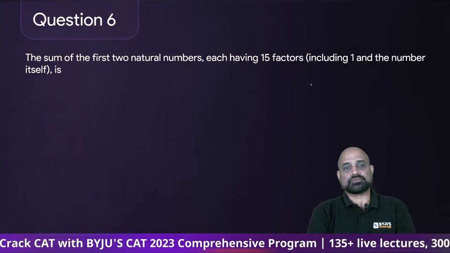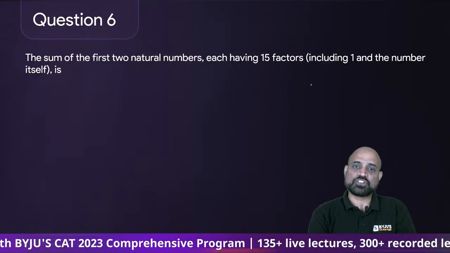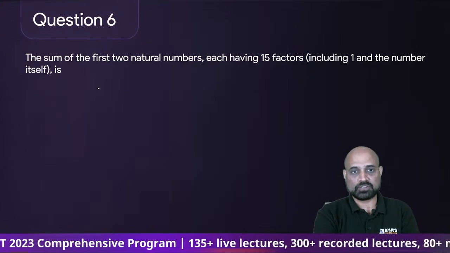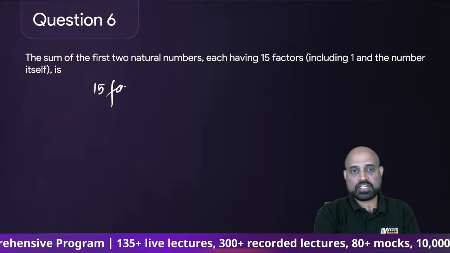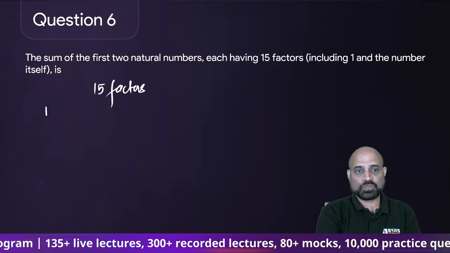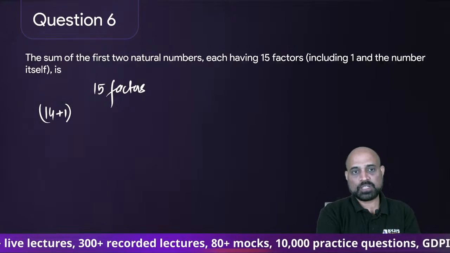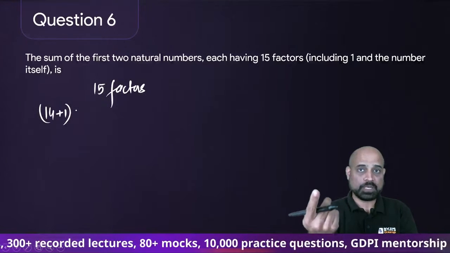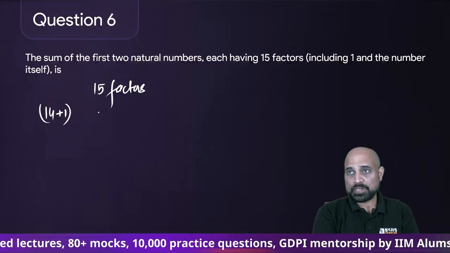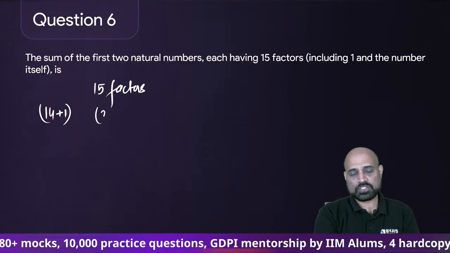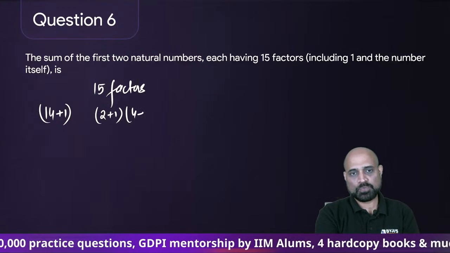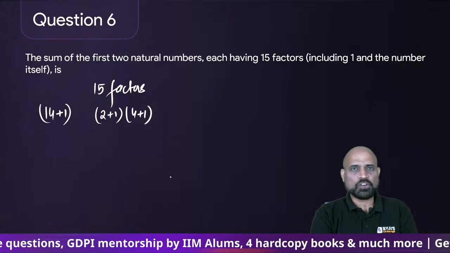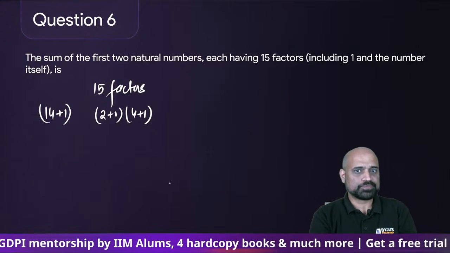Okay, the next one. The sum of the first two natural numbers, each having 15 factors. The logic of factors is that any number will have 15 factors if it is written as 14 plus 1, where 14 is the power given to a prime number. Or it can be written as 3 into 5, which is 2 plus 1 into 4 plus 1. You cannot break down 15 further.